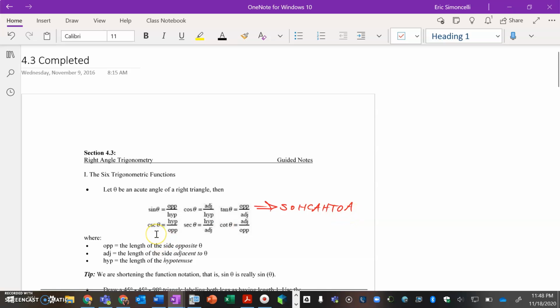Now the cosecant, as we've discussed, and you should have seen prior to pre-calculus, is the reciprocal of sine, so you take this and simply flip it such that it's hypotenuse over opposite. Secant is the reciprocal of cosine, so hypotenuse over adjacent. And then tangent and cotangent are reciprocals, so adjacent over opposite for cotangent.